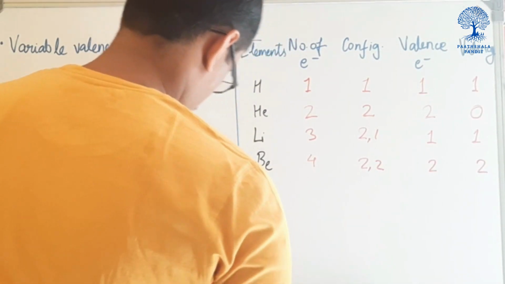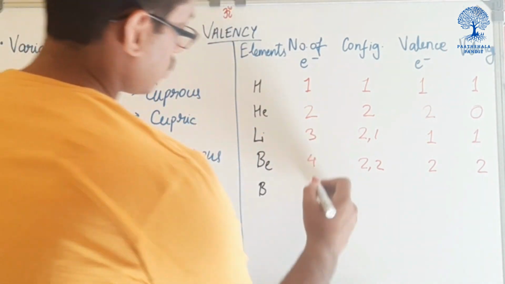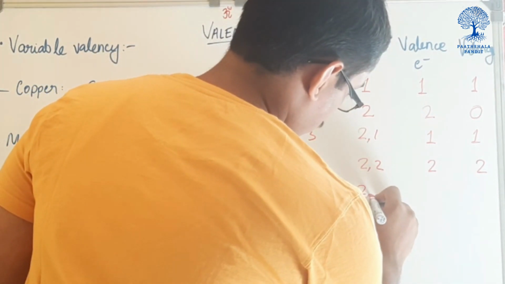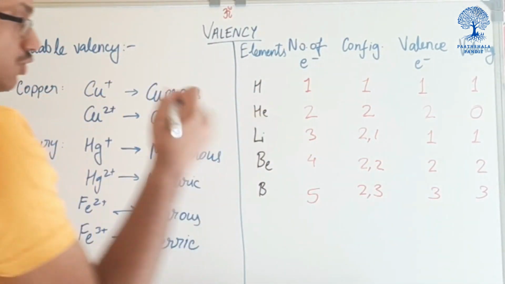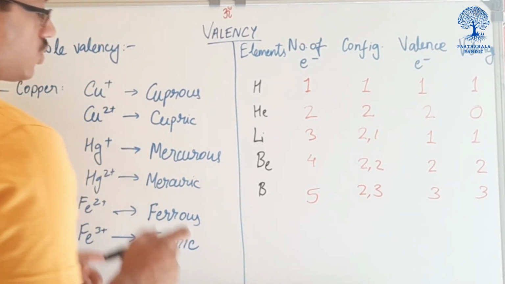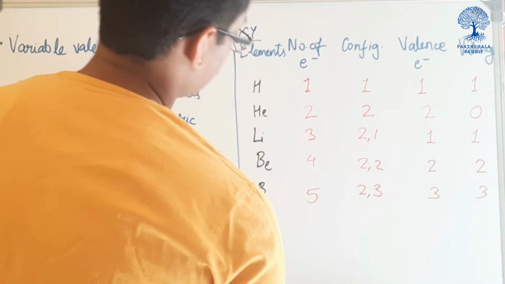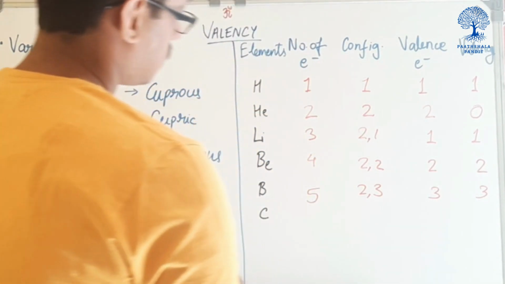Boron. Now let's see the case of boron. Number of electrons 5. Configuration 2, 3. Valence electrons 3. Valency is 3. It is ready to give out 3 electrons to form a duplet, meaning the 2 electrons in the first orbit. Then comes carbon. Carbon is of 6 electrons.